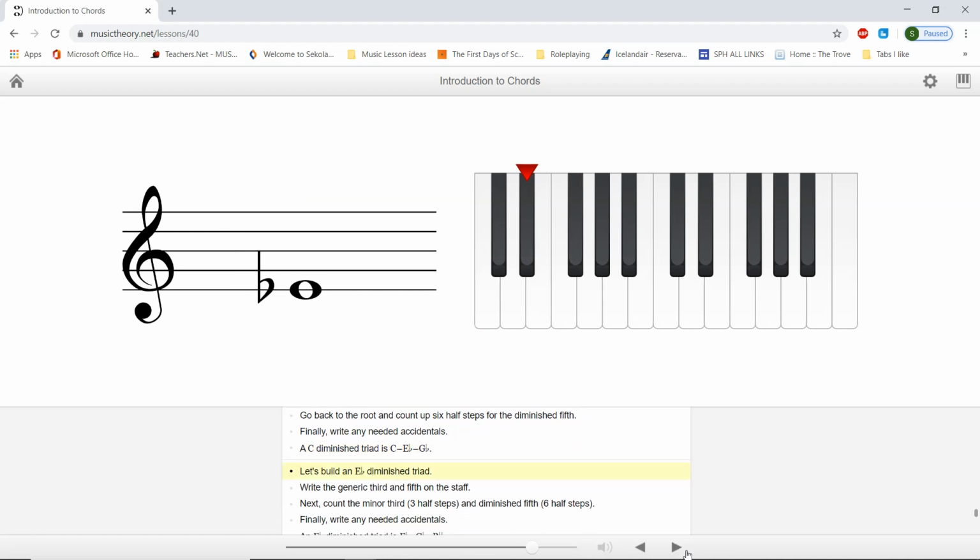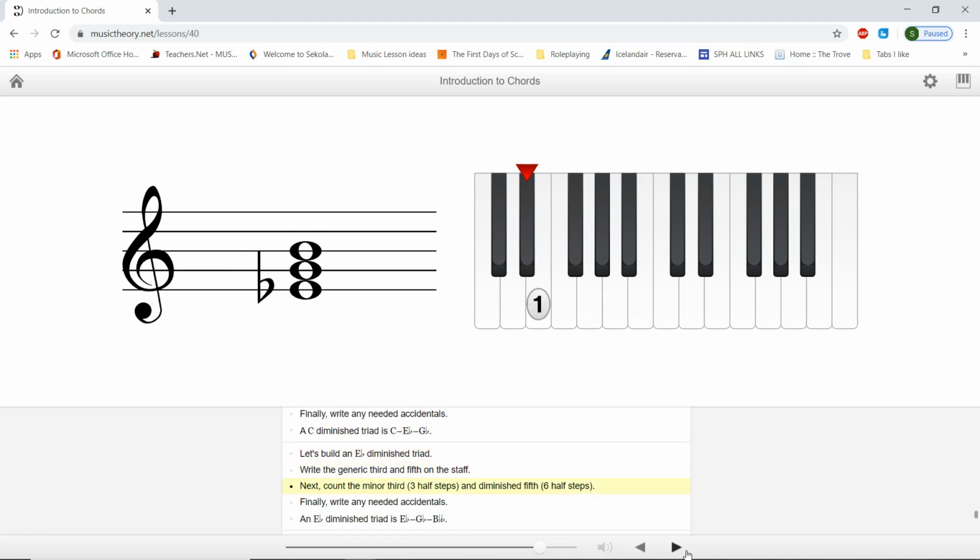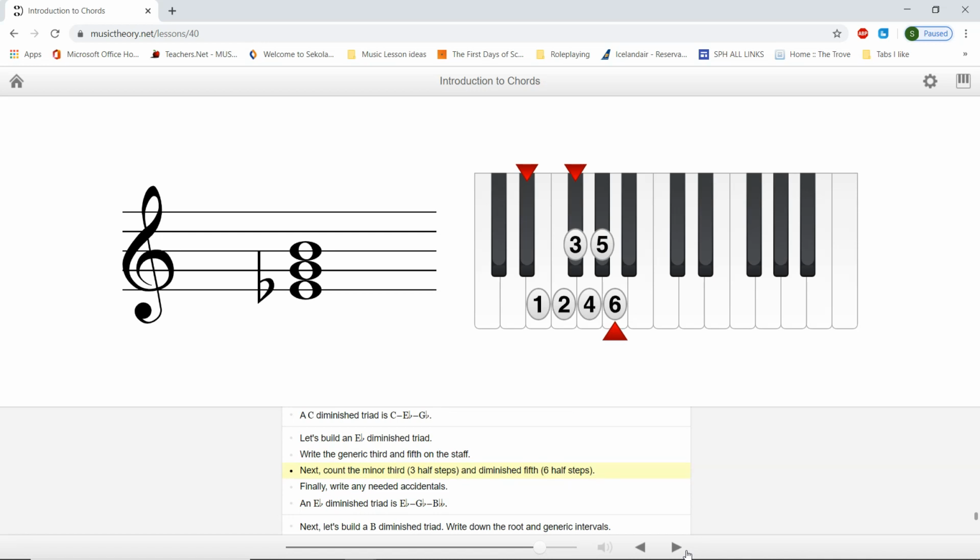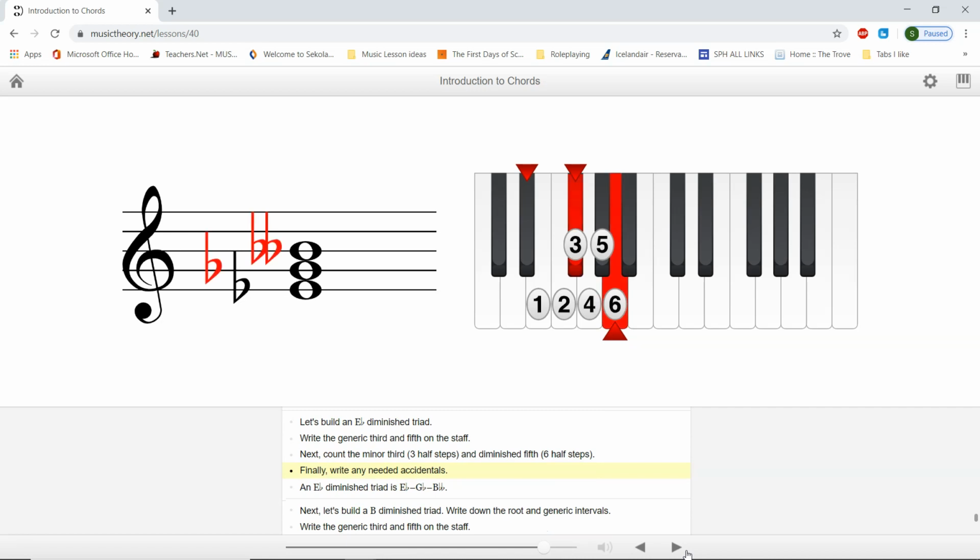Finally, let's look at E flat, third and fifth on top, count 3 half steps to get minor, then 6 half steps to get diminished. And now we have another funky one, right? Because the E flat major chord was E flat, G, B flat. The E flat minor chord was E flat, G flat, B flat. And now we're going diminished. We're going to add another half step lower on the fifth.